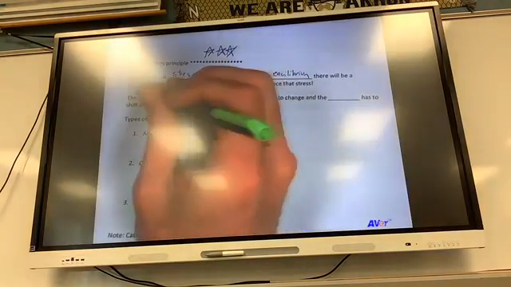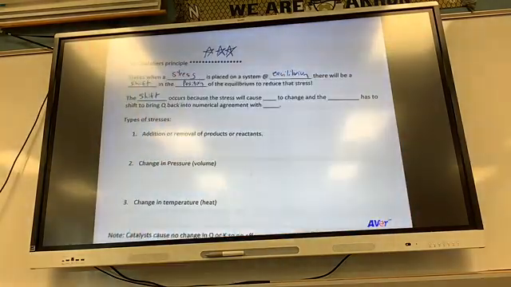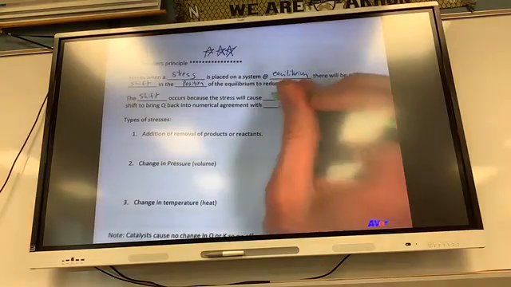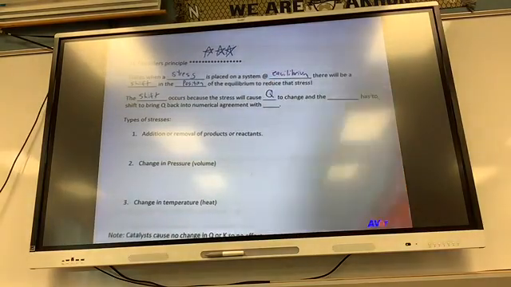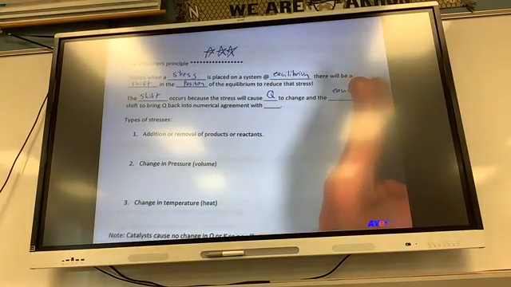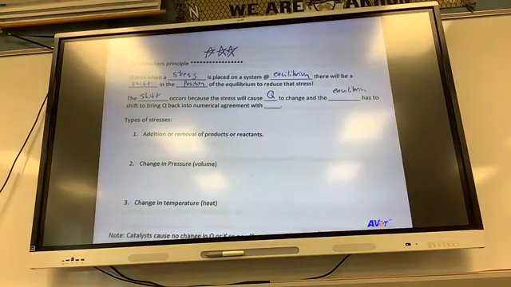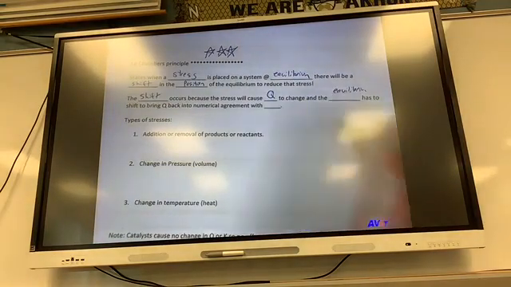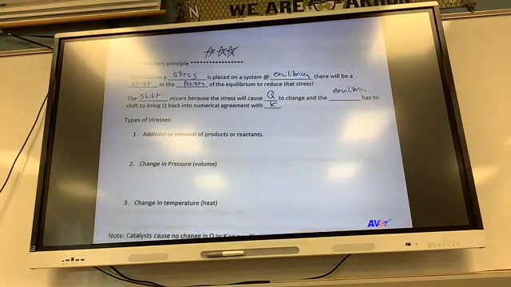So the shift occurs because the stress will cause Q to change. And the equilibrium, we talked about this, has to shift back to Q, bringing it into numerical agreement with K. So there are 3 types of stresses we're going to talk about.